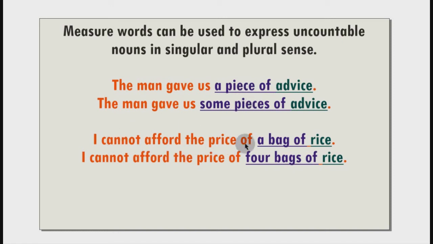I cannot afford the price of a bag of rice. A bag of rice, singular. I cannot afford the price of 4 bags of rice. 4 bags of rice, plural. Take note that it is the bag that we are expressing in singular and plural form. Yes. And you must take note that these ones that we are expressing in singular and plural form are actually countable nouns. We are just using them as a measure, as measurement for the uncountable nouns.